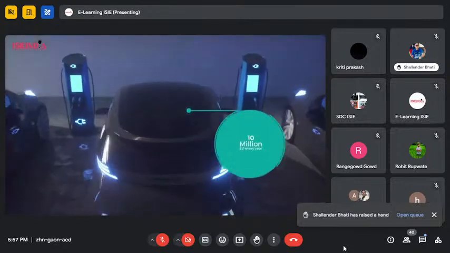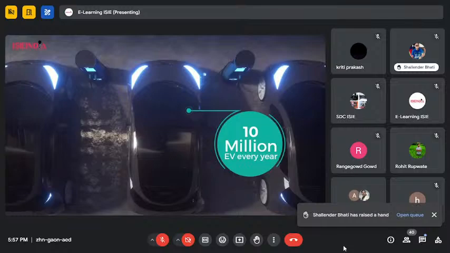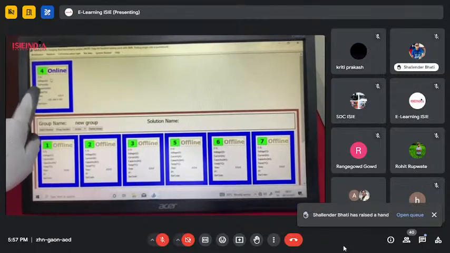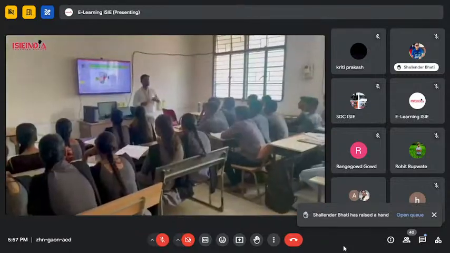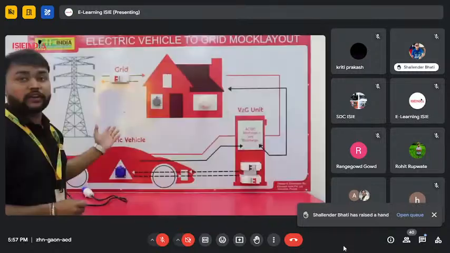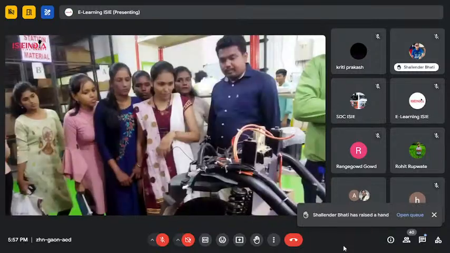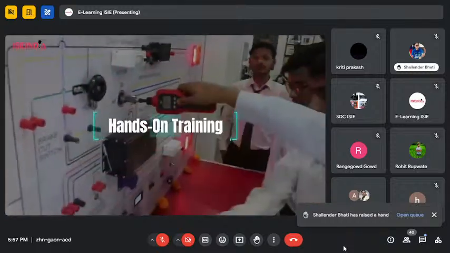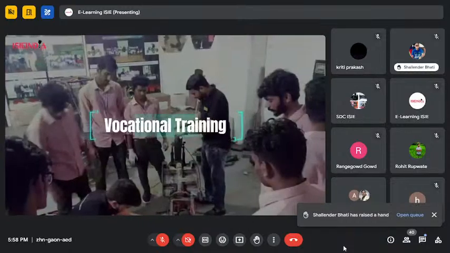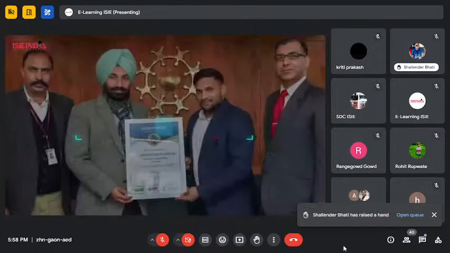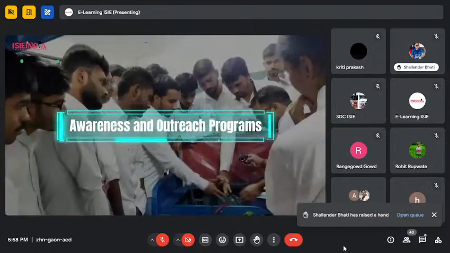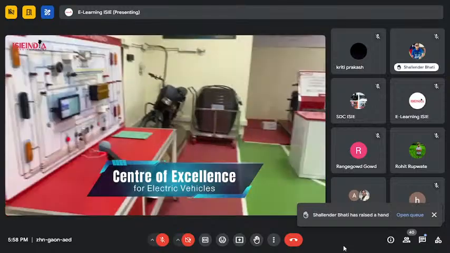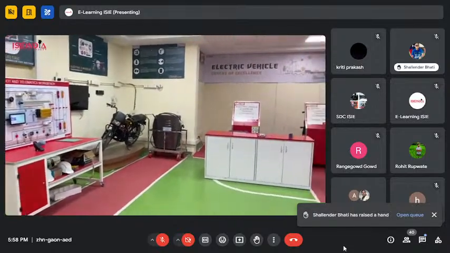This means we could see 10 million electric vehicles sold every year, which would lead to 50 million direct and indirect jobs by 2030. We are committed to sustainable mobility solutions, and our industry-aligned programs cater to academia, industry, and government sectors. Our expertise in the industry has led us to design cutting-edge technological solutions for the growing electric vehicle industry. We promote project-based learning, hands-on training, skill development initiatives, vocational training, research, entrepreneurship, public-private partnerships, awareness, and outreach programs. Our state-of-the-art facility, the Center of Excellence for Electric Vehicle, is dedicated to spreading the word about electric vehicles by facilitating technologically advanced solutions.